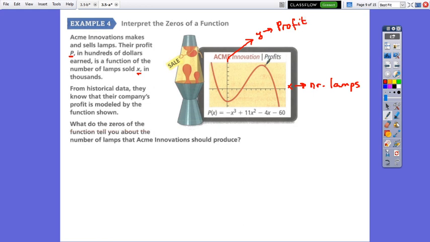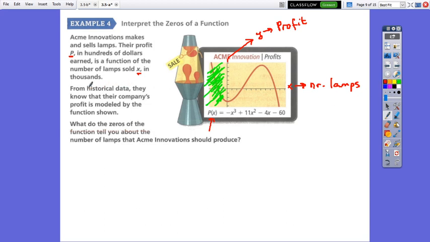But this is a real life situation. The graph here is the graph of the polynomial function. But for a real life situation, the number of lamps cannot be negative. Yes? So then we are not going to use quadrants 2 and 3 in answering the question. This is a real life situation, so we cannot use a negative number of lamps.